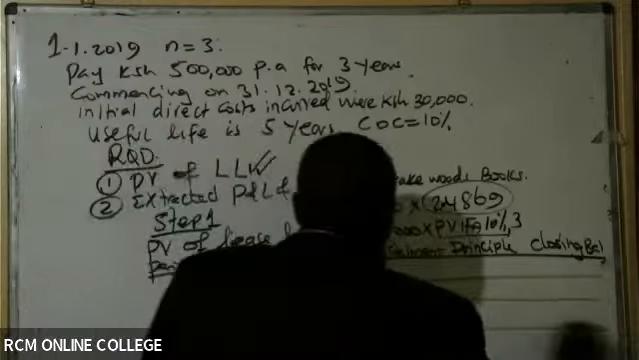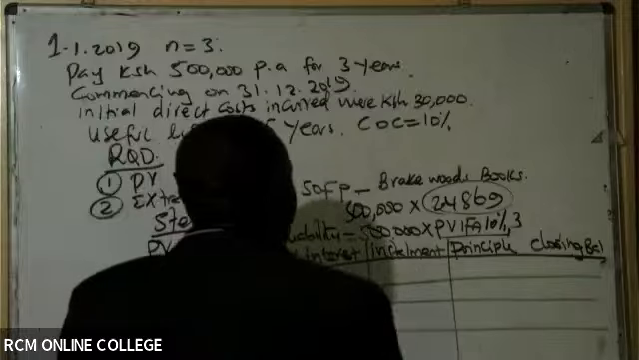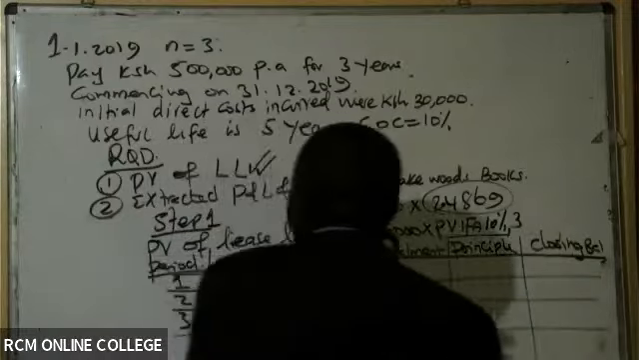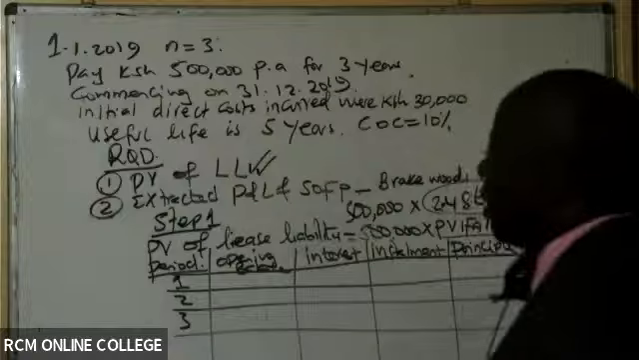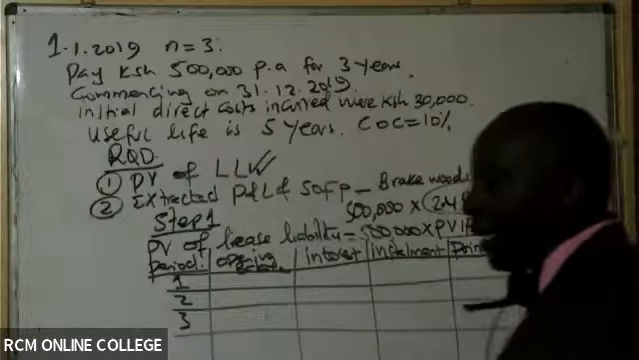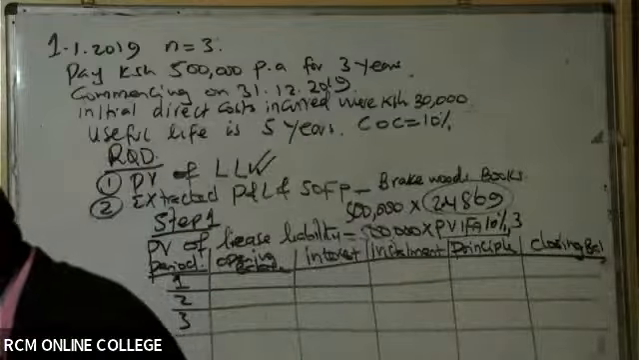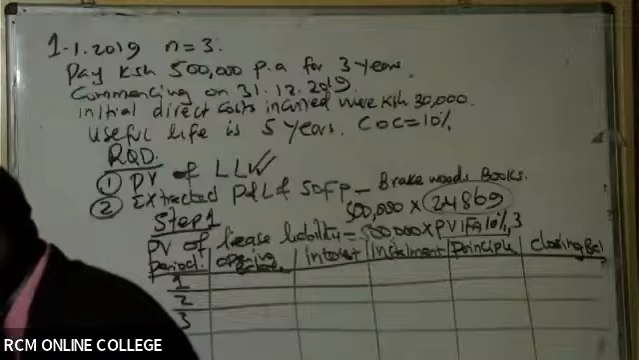Remember, the lease life is just 3 years. So please have your loan amortization schedule captured there very well. According to Carol, she's given me the answer, which is 120.